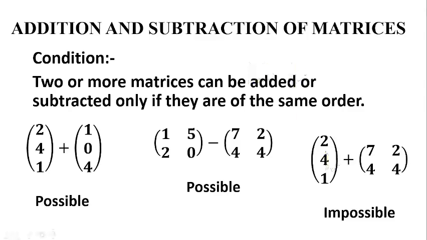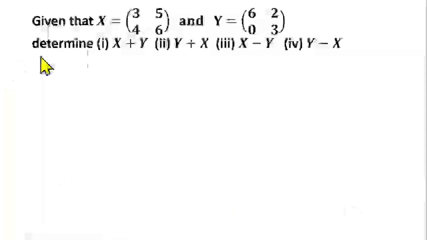Having understood the condition for addition and subtraction of matrices, let's see how we can add matrices together. Now look at this question on the screen right now. You are given matrix X, which is of order 2 by 2, and matrix Y, which is of order 2 by 2 as well. You have to determine X plus Y, Y plus X, X minus Y, and Y minus X. So we have to add them together. The difference between this one and this one is that X comes before Y here, and Y comes before X here. The same thing here.